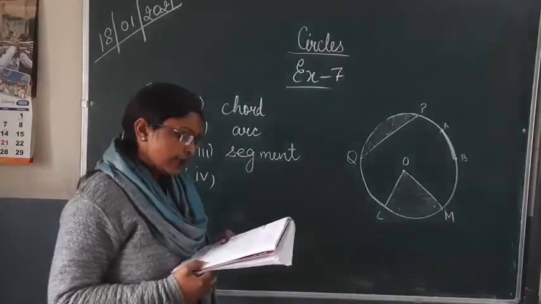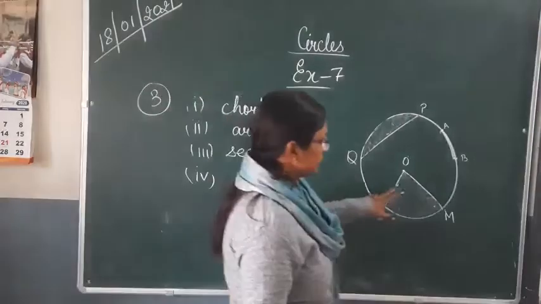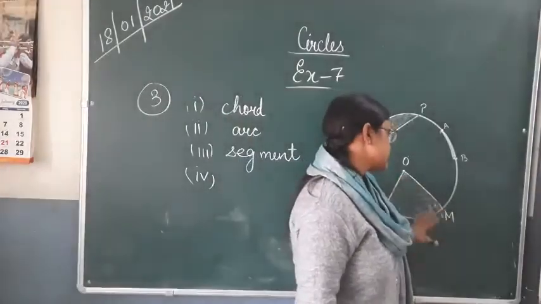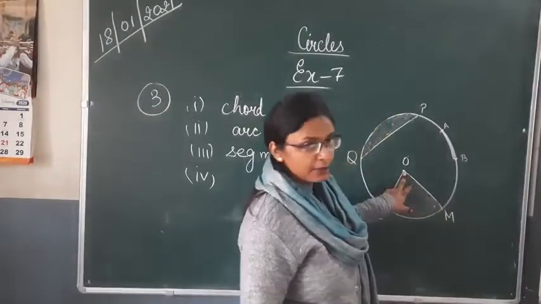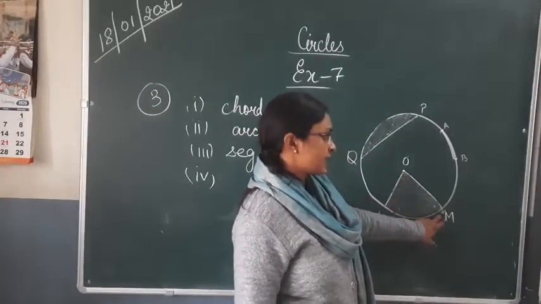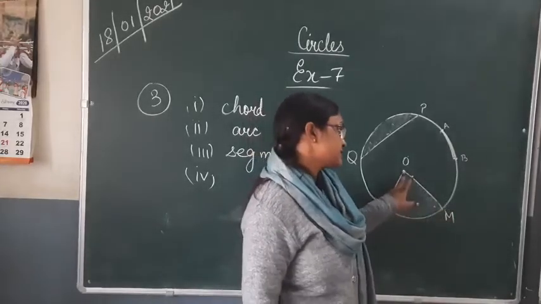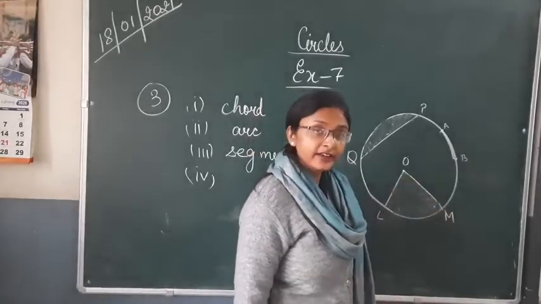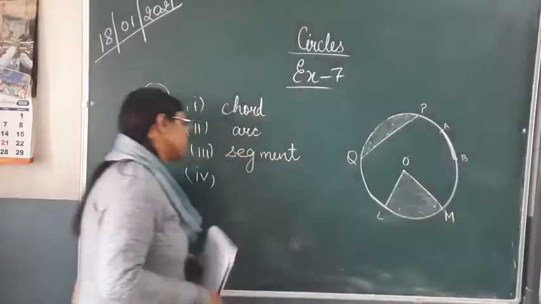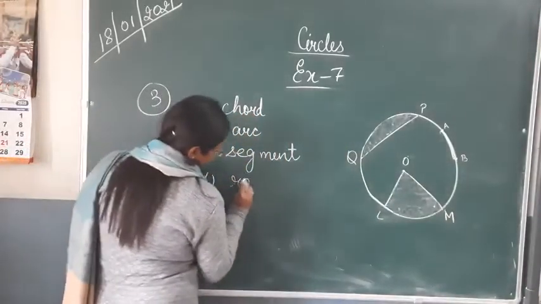Next, fourth part, the length of the line segment OM. The length of line segment OM is equal to this line segment. This is a point, this is center, and this M is a point on the circle. So that means the length will be equal to the radius of the circle. So this is equal to radius.